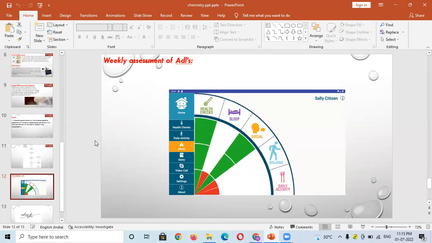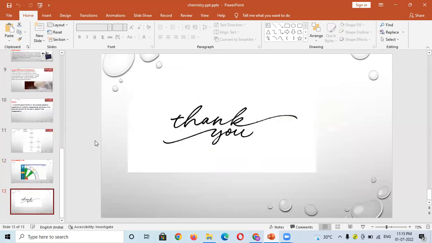All this data will be collected by different types of sensors, which are very useful for elderly people living independently. Thank you, sir.